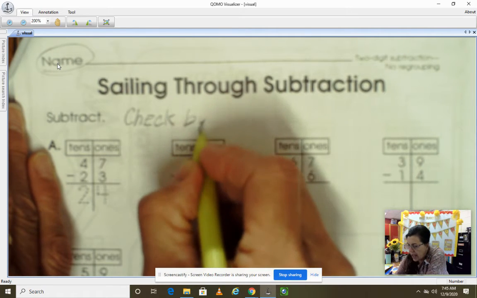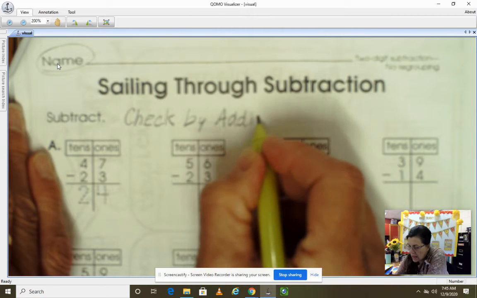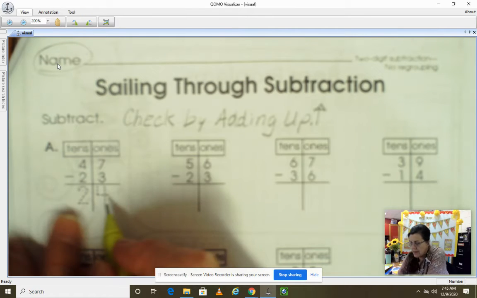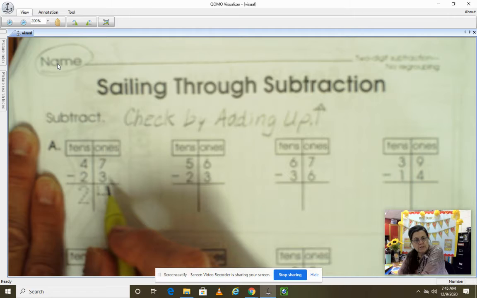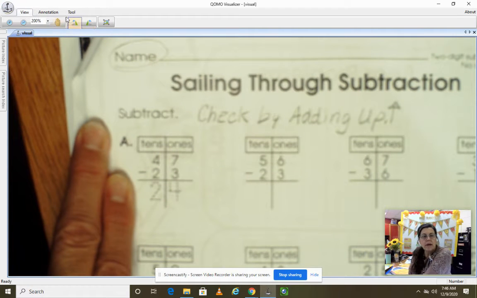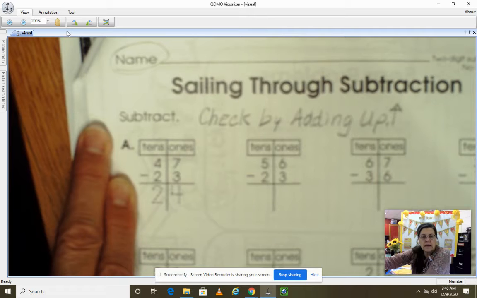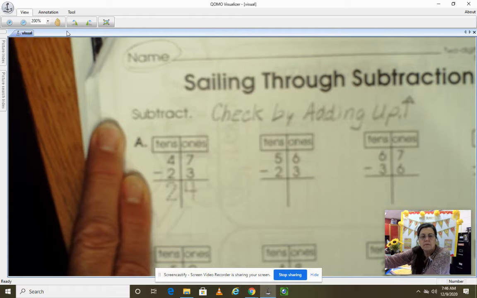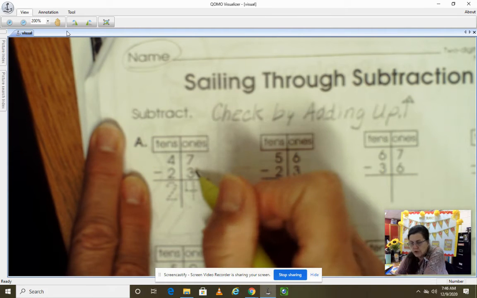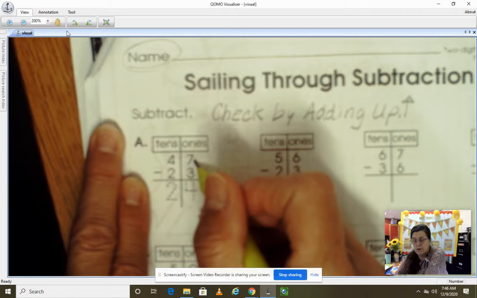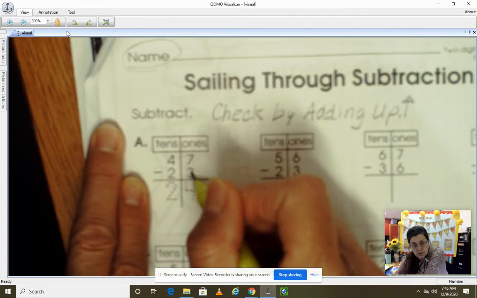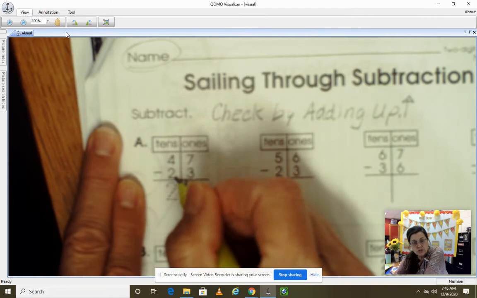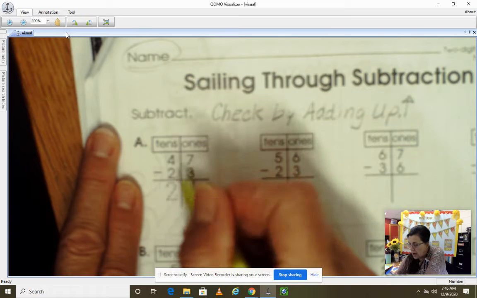Check by adding up. What do I mean by that? I'm going to draw an arrow. That means I start at the bottom. So our first problem, we had 47 minus 23. We subtracted the ones first. 7 minus 3, or if I take 3 away from 7, I get 4. 4 minus 2, if I take 2 away from 4, I get 2.